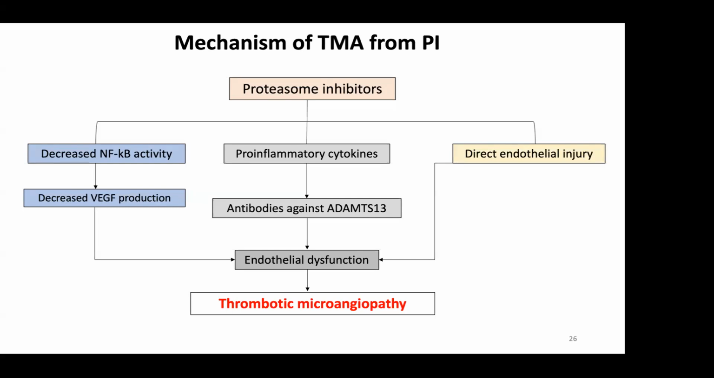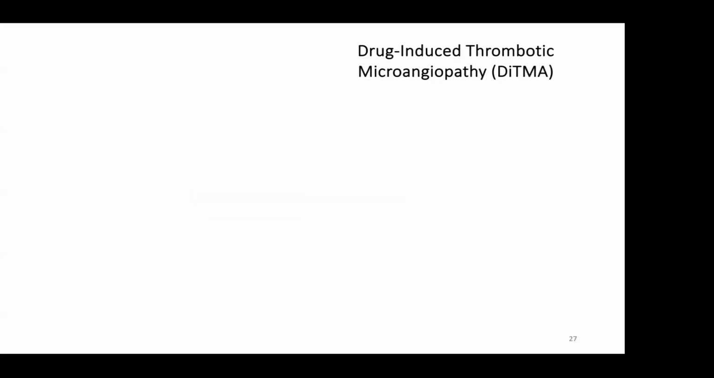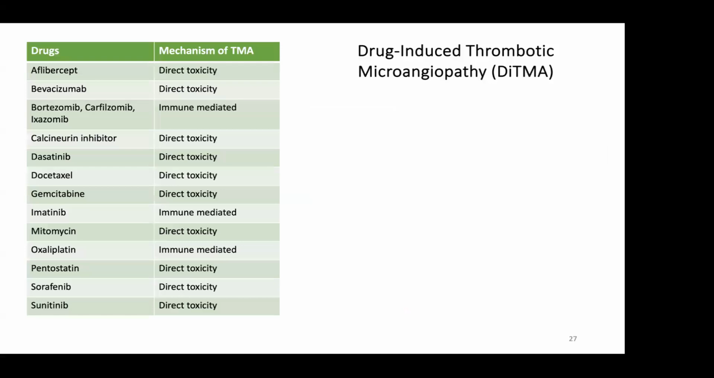None have been proven yet, but these are just possible explanations which can lead to a downstream thrombotic microangiopathy like phenotype in these patients. So drug-induced thrombotic microangiopathy is a very important thing when we are treating patients with cancer. There are a bunch of drugs which are known to cause this. Vascular endothelial growth factor inhibitors can cause it, cisplatin can cause it, calcineurin inhibitors can cause it. And most of the thrombotic microangiopathy which happens in the setting of cancer could be because of the direct endothelial toxicity. In certain individuals, it could be immune-mediated, with antibodies generated against ADAMTS13.